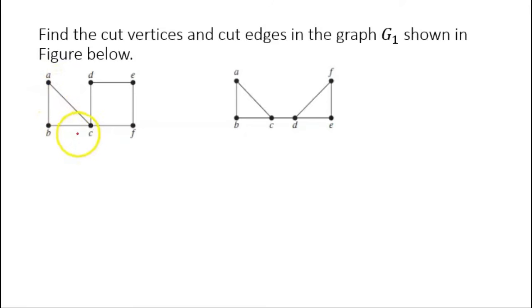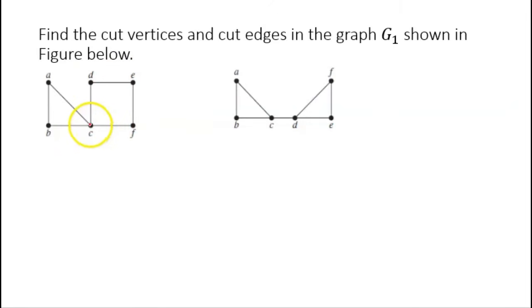So here I am going to write the answer directly. If I remove A, then the graph will remain connected. If I remove B, because this is the part of a triangle, you can clearly see that removal of A, B and C will not create a problem. If I remove D, it is still connected, E is still connected, F is still connected.